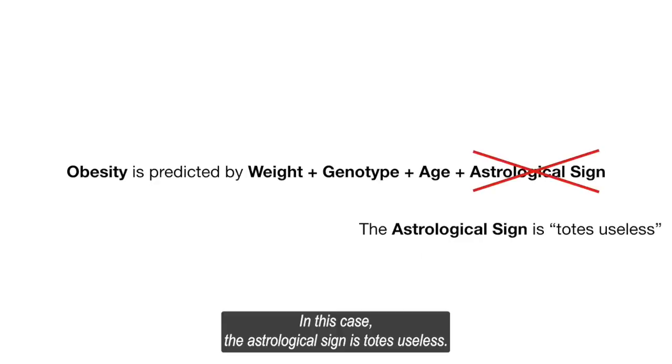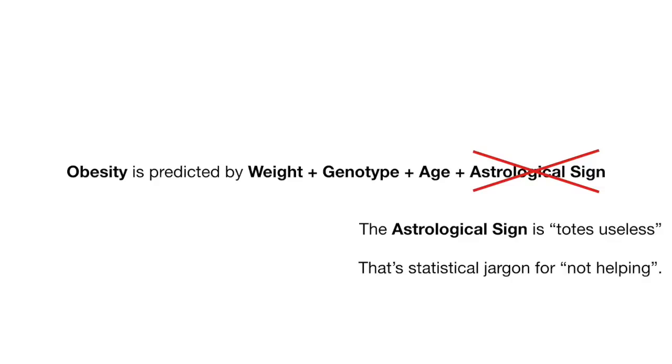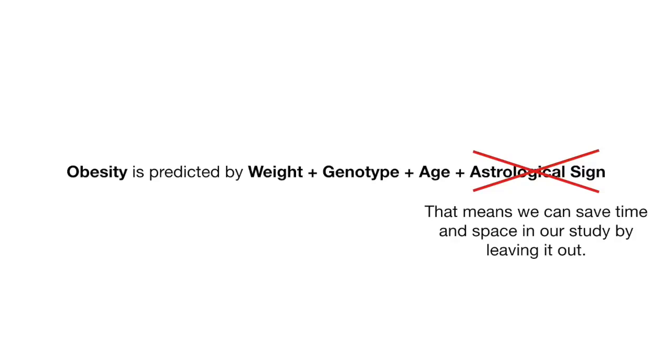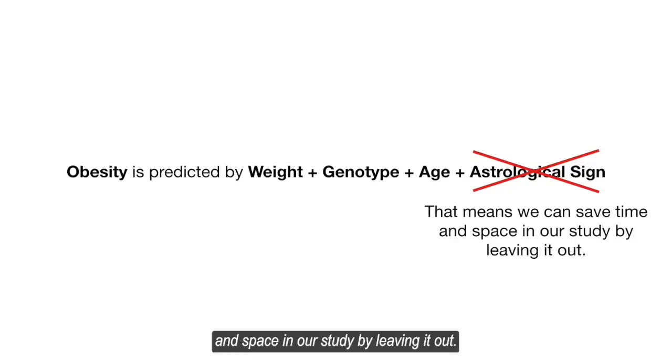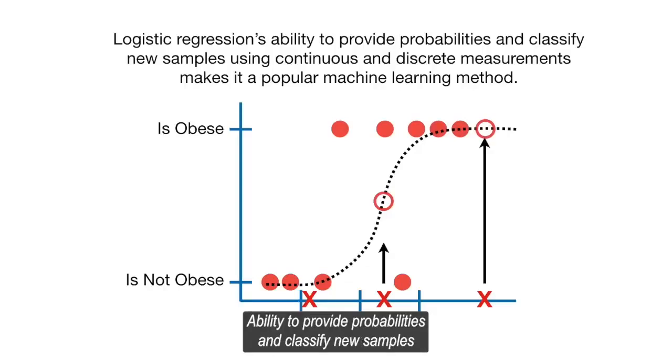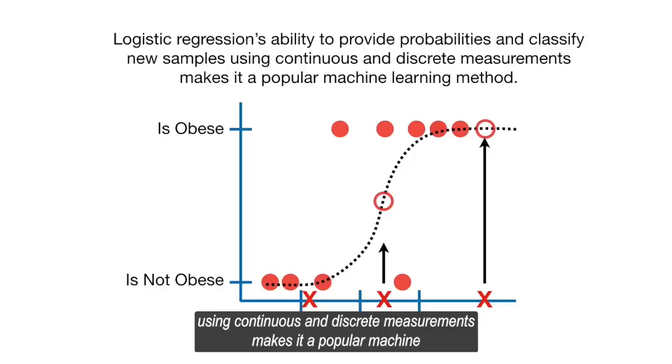In this case, the astrological sign is totes useless. That's statistical jargon for not helping. That means we can save time and space in our study by leaving it out. Logistic regression's ability to provide probabilities and classify new samples using continuous and discrete measurements makes it a popular machine learning method.